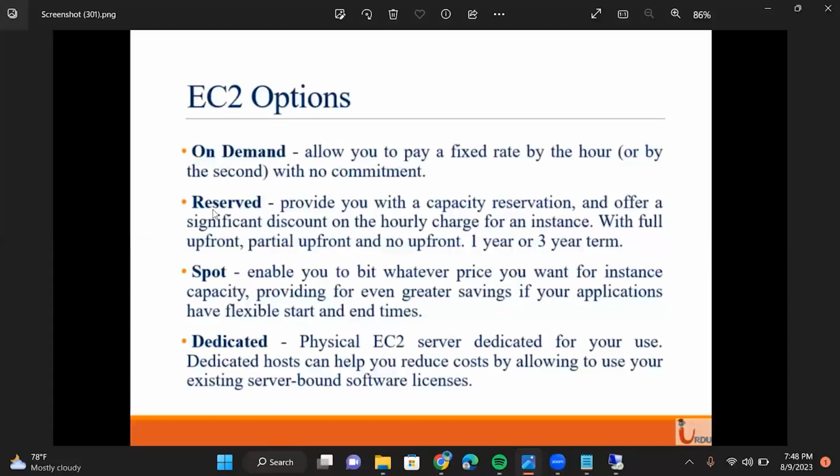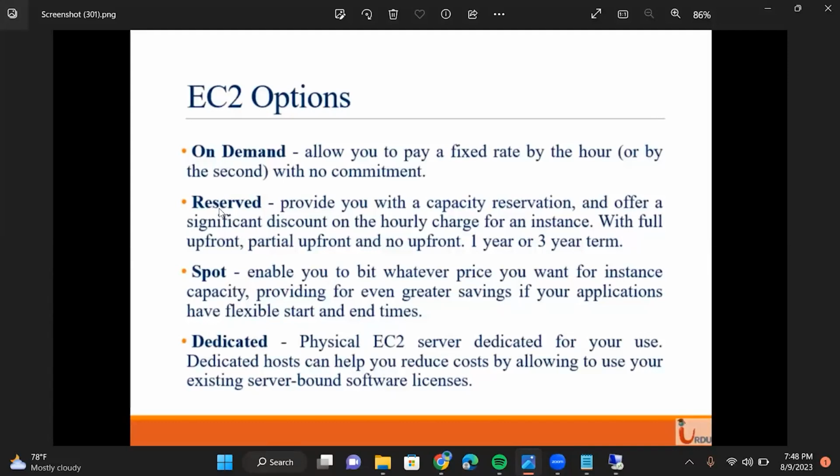Now let's move towards the second option, which is reserved. Reserved EC2 instances are for when we have a particular need for compute. Let's say I have a web server which I want to maintain and run over the year, so anytime in the year people can come to my website and visit it. So I will reserve the EC2 instance for 1 year.